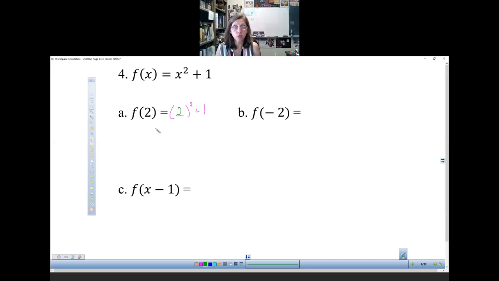Okay? So for f of 2, I'm going to have something squared plus 1. And that something that I'm going to square is going to be positive 2. Okay, because that's what my little x value is here. So I'm going to clean this up. 2 squared is 4, and 4 plus 1 gives me 5. And so f of 2 has a value of 5.